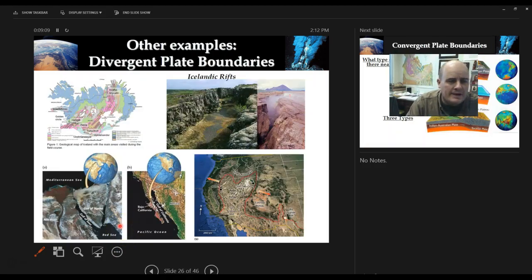Okay. So here's some other examples of some divergent boundaries around the world. We talked about the Gulf of Suez. This is the Red Sea. If you keep going to the north, you have the Gulf of Suez and the Gulf of Aqaba, and those are both divergent plate boundaries as well. They're starting to pull apart. If you keep going up, that actual divergent boundary goes right through Israel.